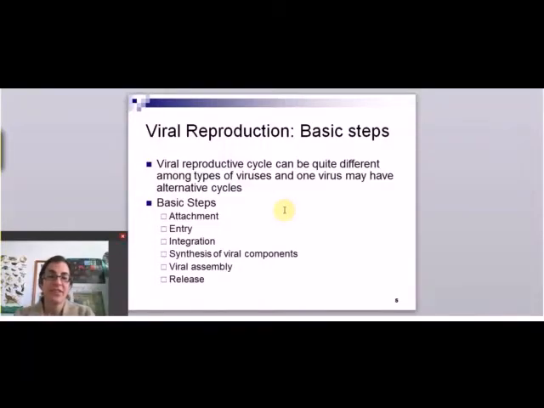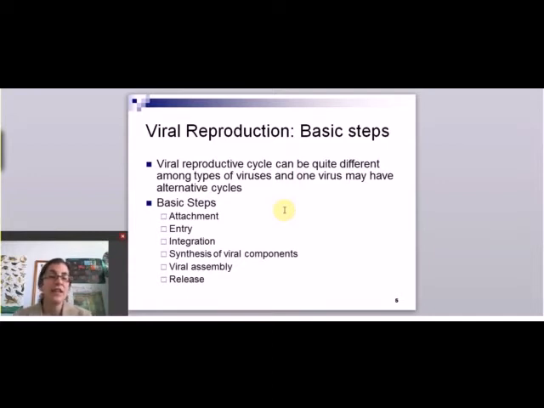Viruses don't do many of the things that we associate with life, but what they do well is reproduce. They will take over the host cell and really turn the host cell into a virus-making machine. And so we're going to take a look at how viruses do this by looking at some examples of the viral reproductive life cycle. So there's some basic steps here that I've outlined: the attachment, entry, integration, synthesis of viral components, viral assembly, and viral release.